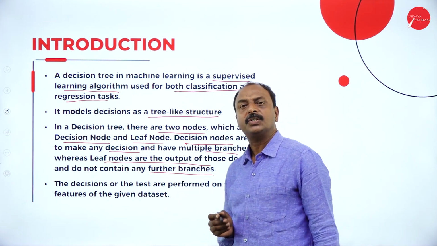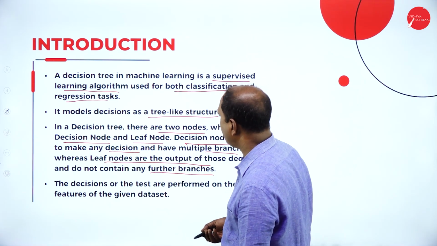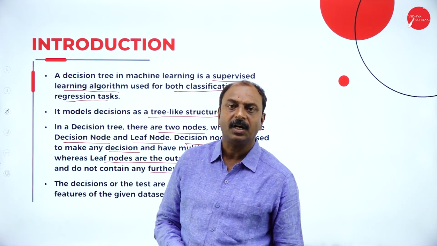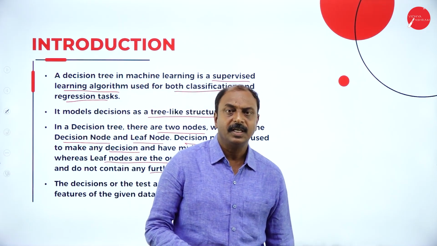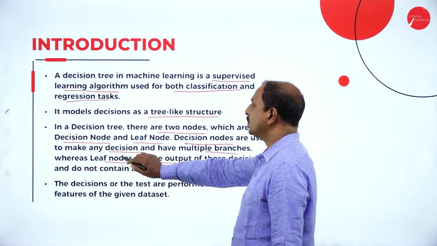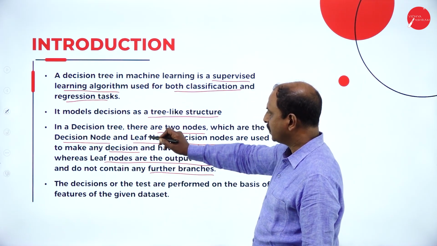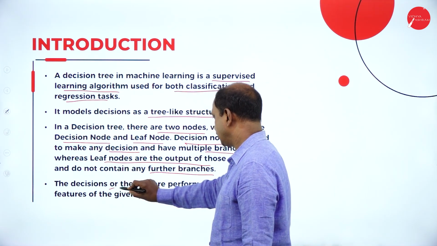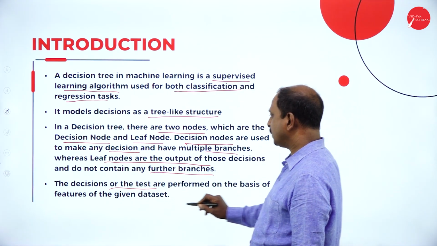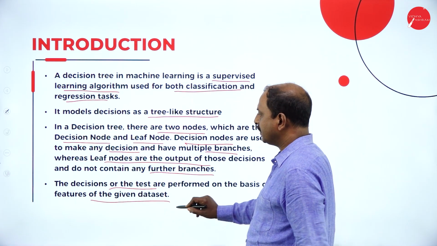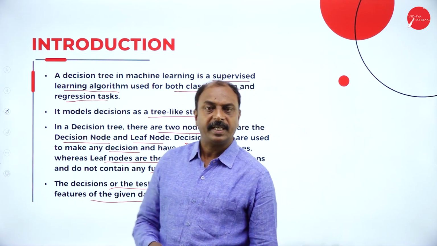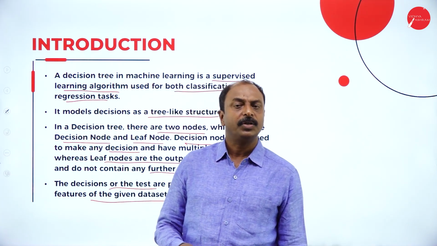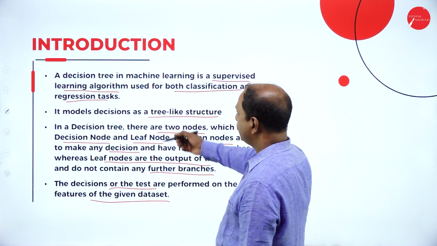So this is the structure of a decision tree. The decision node is where we take decisions, and the leaf node is the result of the decision. The decisions or the tests are performed on the basis of the features of the given data set, obviously. Any decision taken by the system is based on the data set, and it is going to develop its own model. So that is the decision tree.